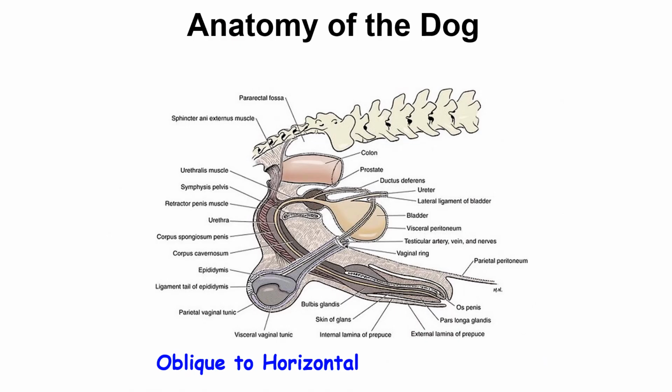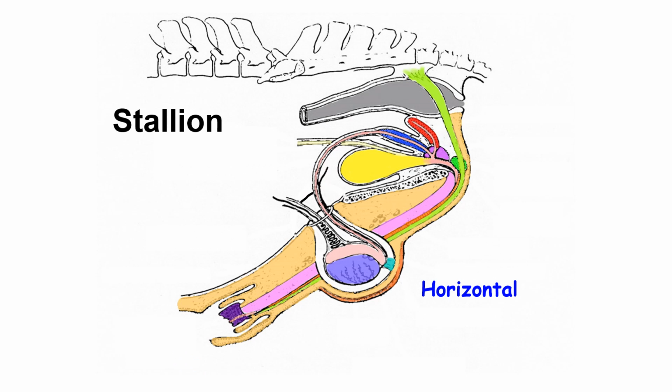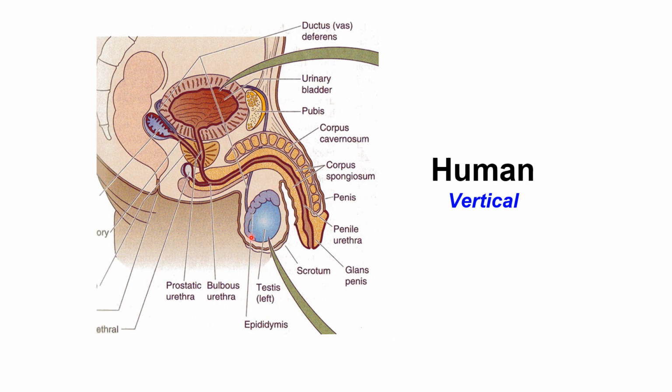This diagram presents the orientation of the testis of the dog. So it is considered to be horizontal to oblique. Now, sometimes depending on how much these muscles pull the scrotum towards the body wall of the male. For the stallion, it is horizontal, just like in dogs. For human, the orientation is vertical.